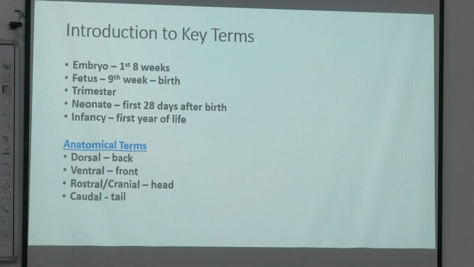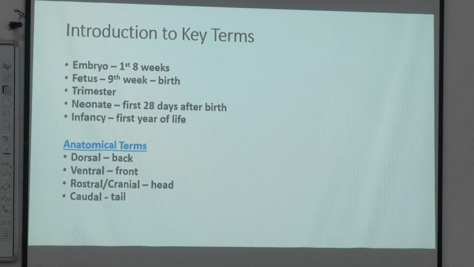There are a few key terms we will be using in embryology. The embryonic period extends from the first day to the 8th week of life. Then we use the word fetus, which extends from the 9th week until birth. We also use the word trimester to define the pregnancy phase. We divide the pregnancy phase into 3 different trimesters, 1, 2, and 3, depending on the weeks.